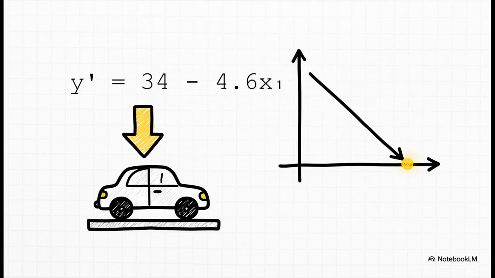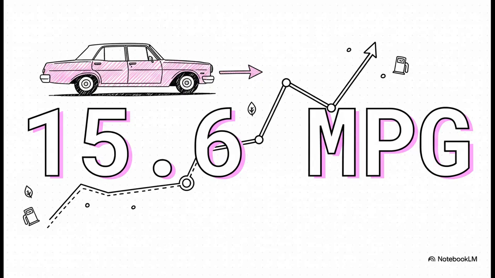So for our car data, after the model did its thing, this is the equation it landed on. The bias, or the starting point, is 34, and the weight it gave to the car's heaviness is negative 4.6. This little equation is our predictive model. So let's use it. What if we have a car that weighs 4,000 pounds? Well, we plug in a 4 for our x1, do the math, and out comes the answer, 15.6 miles per gallon. And just like that, our simple line has given us a useful, specific prediction.